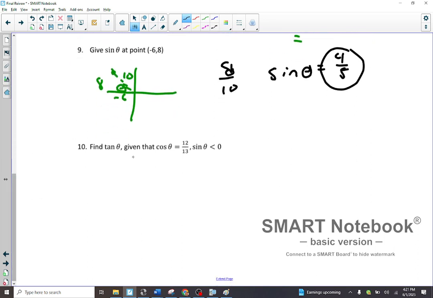Next one. Find tan theta given that cosine is 12 over 13 and sine is less than 0. So sines are negative in quadrant 3 and in quadrant 4. And cosines are positive in quadrant 1 and quadrant 4, which means the place we're looking at is quadrant 4.